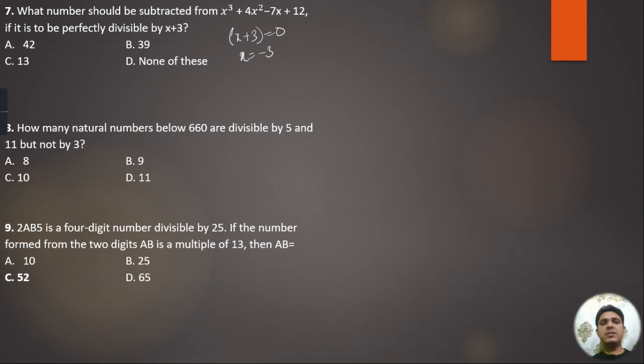So students, let us check. Right? So the answer of this question will be 42. So students, I guess the question will be clear.